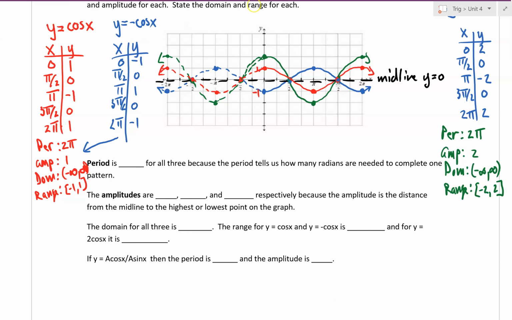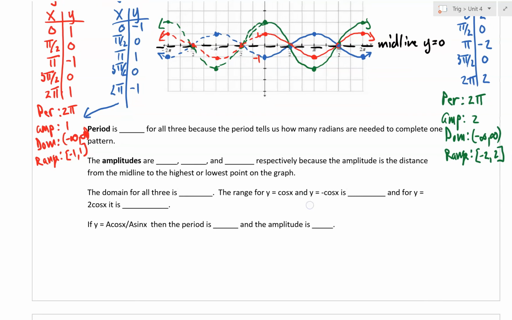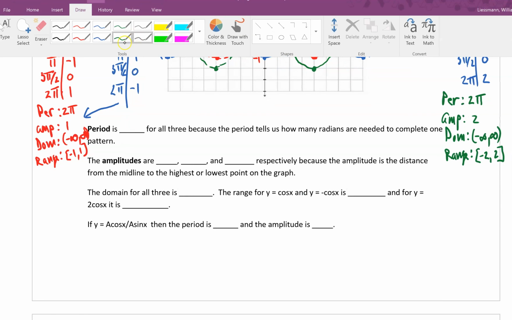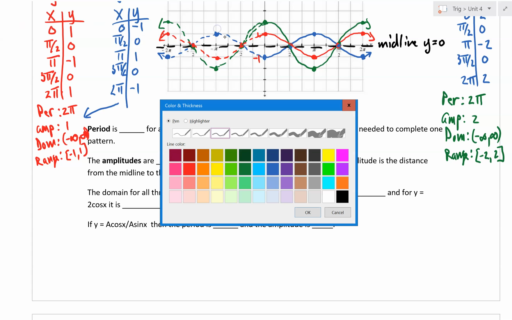Continuing on with our notes, it says the period is 2 pi for all periods here. So we're going to be using 2 pi.